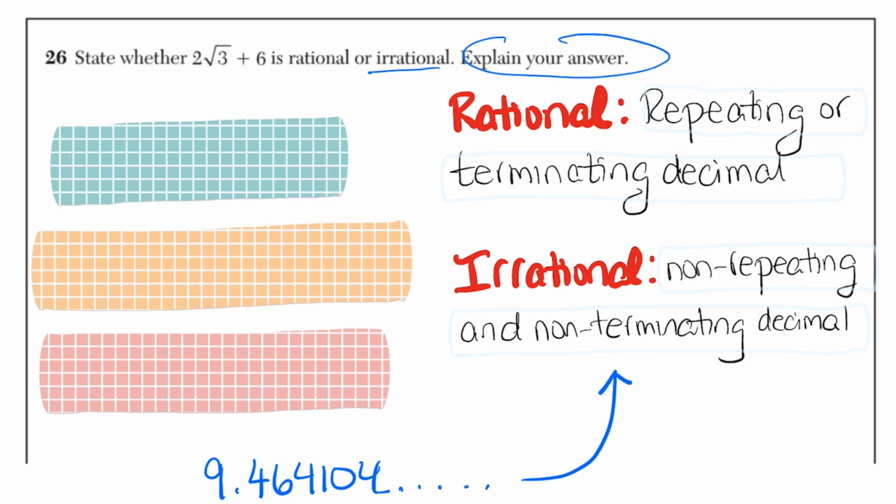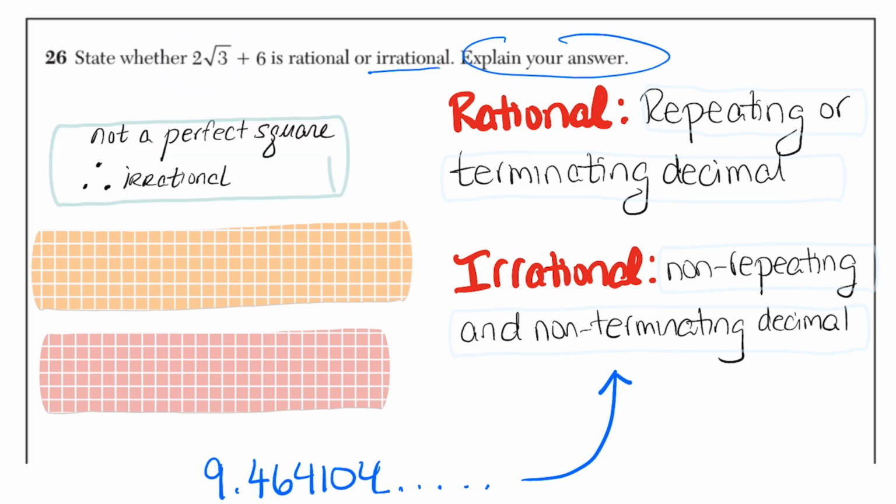Okay, so if we look at the first term in this expression, 2 radical 3, something we can say about the radical 3 part is that it is irrational. The way I know this is because 3 is not a perfect square. Because 3 is not a perfect square, that term, square root of 3, is irrational. Perfect squares are numbers like 9, 16, 25, numbers whose square roots are whole numbers.